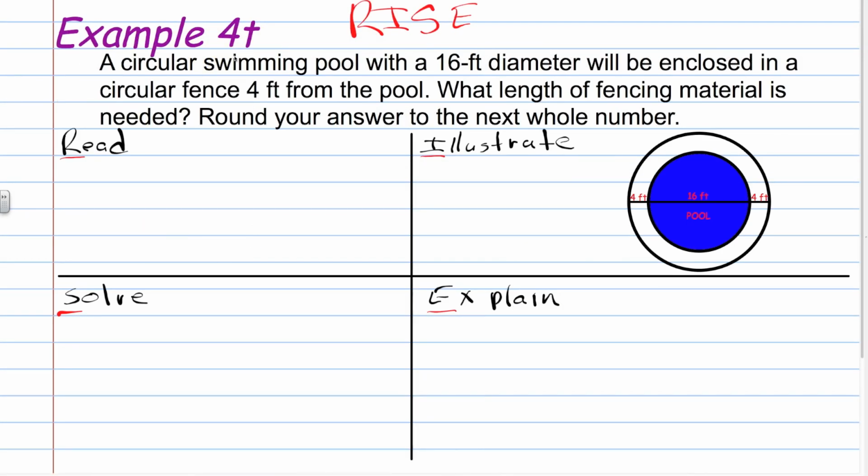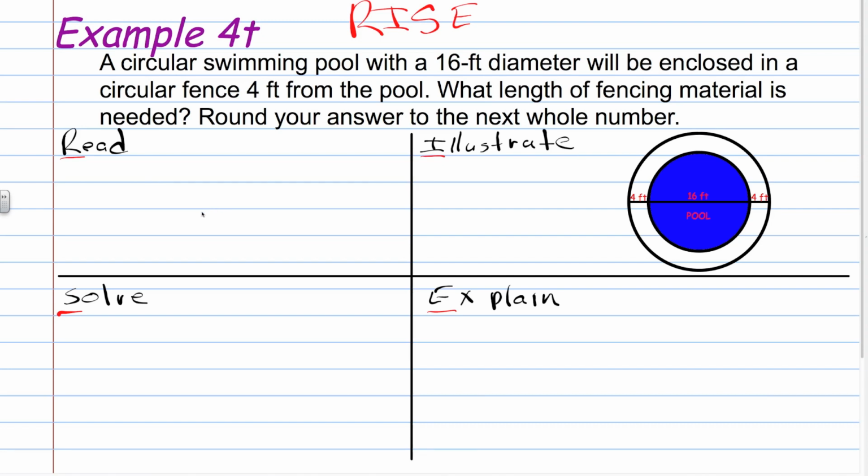Example 4T, we have a problem-solving situation in which we're going to use the RISE method to solve problems. RISE stands for read, illustrate, solve, and explain. So let's get into reading our problem. A circular swimming pool with a diameter of 16 feet will be enclosed in a circular fence 4 feet from the pool. What length of fencing material was needed? Round your answer to the next whole number.